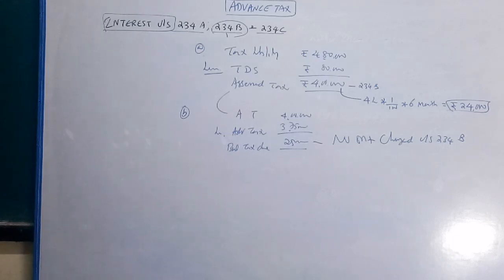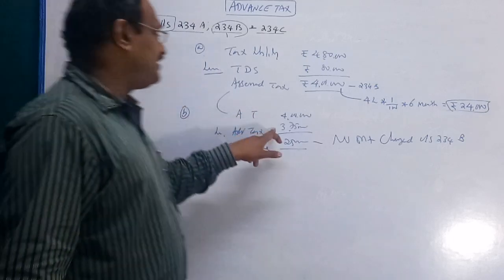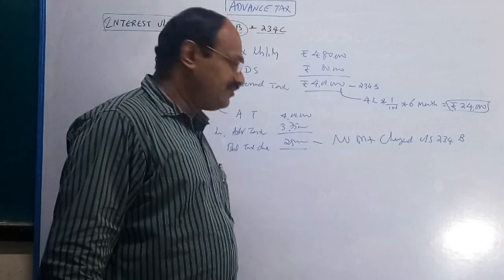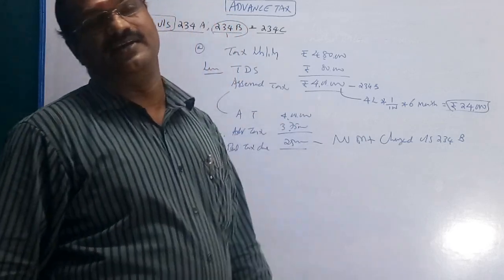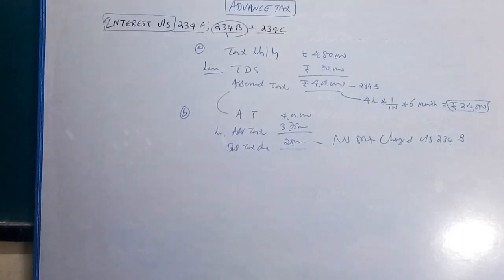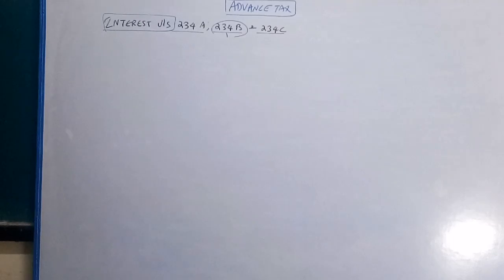Suppose instead of 3,75,000 it is 3,50,000, then 234B will be attracted. Any doubt? Okay. Next we are going to take up 234C.